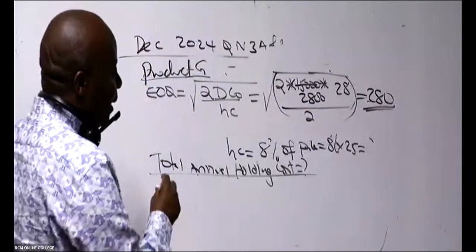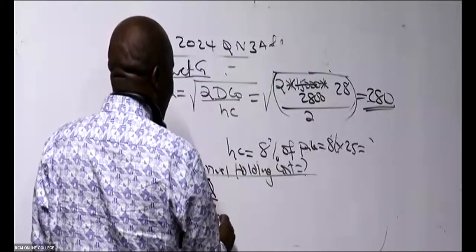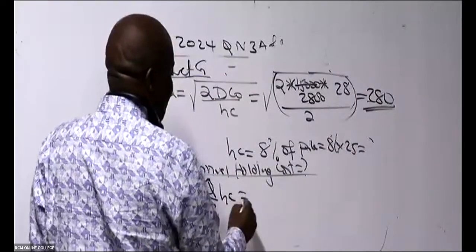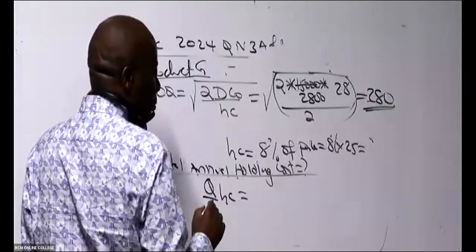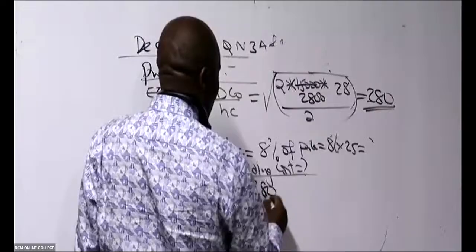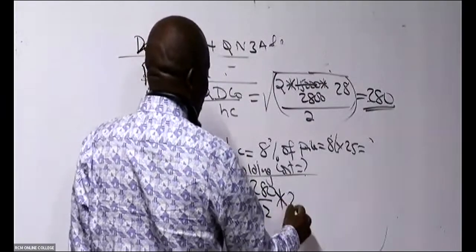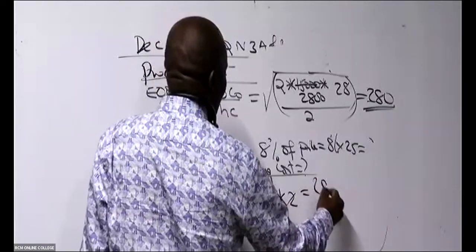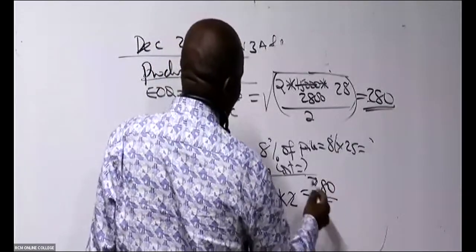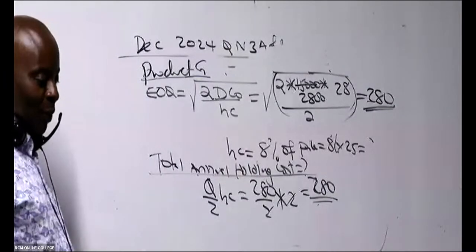So in this case, they have been able to remember that the annual holding cost is Q over 2 times HC. Which Q? EOQ. Economic order quantity is 280. Over 2, times our holding cost, which is 2. That is how they are able to get 280. So let me ask you a question.